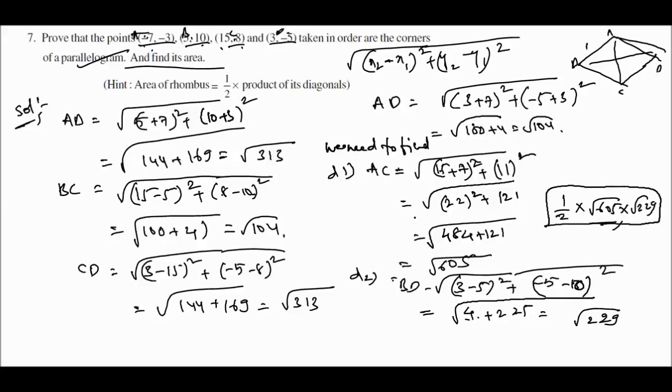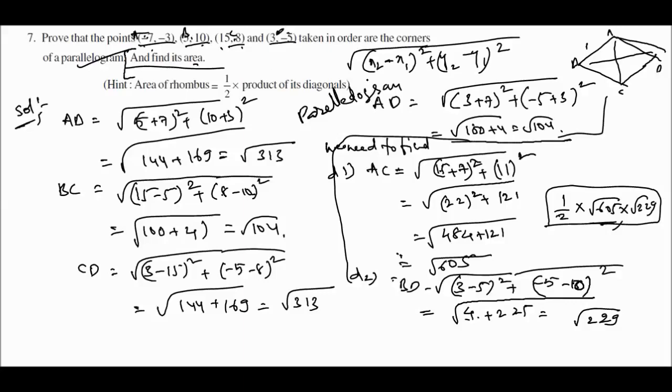So this is the answer up to this point. We have to prove these are the parallelogram only. Finding the area is optional. Find its area: some books give this, some books do not.